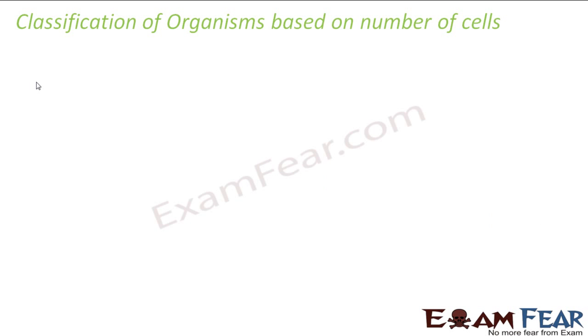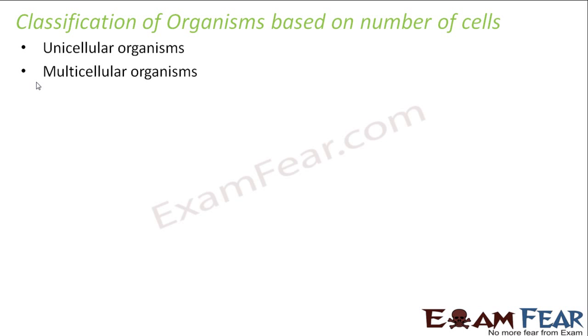Now let us look at the classification of organisms based on the number of cells. We broadly classify living organisms into two categories: unicellular organisms and multicellular organisms. This classification is based on the number of cells present in an organism. When I say unicellular, from the name itself you can guess what it is. Uni plus cellular. Uni means one, cellular means cells. So that means organisms with one cell. Similarly here you have multicellular. Multi means many. So organisms with many cells are multicellular organisms.